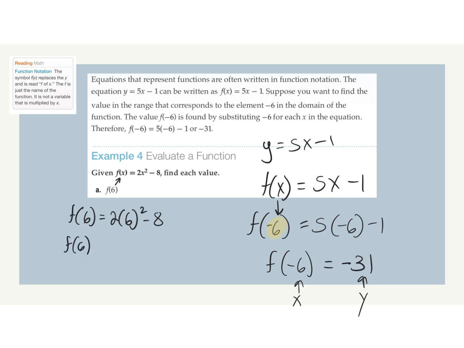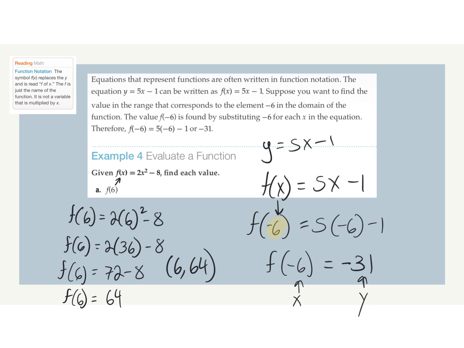So f of 6 equals 2 times 36 minus 8. Following PEMDAS, 36 times 2, so f of 6 equals 72 minus 8. After simplifying, 72 minus 8 is 64. So the range for your 6 is 64. So it would be 6, 64, the ordered pair of the solution, again, domain, range.